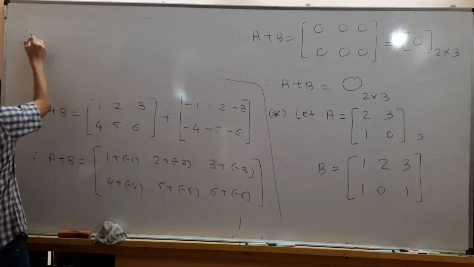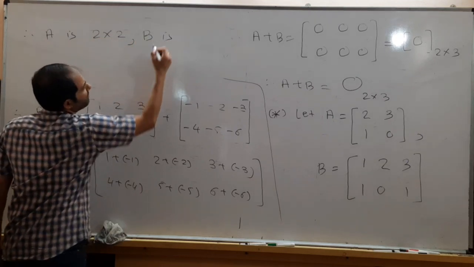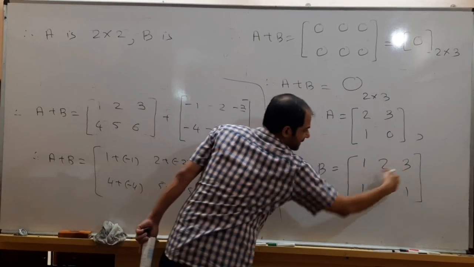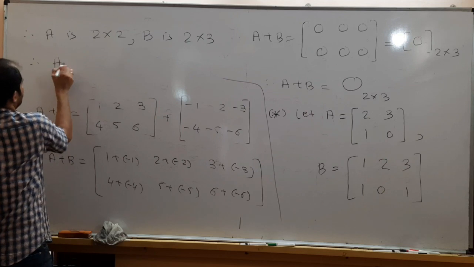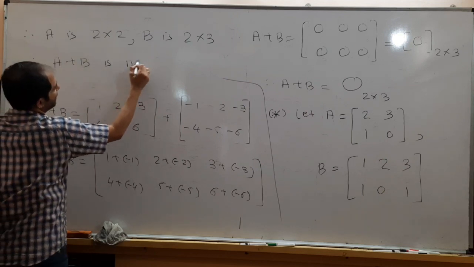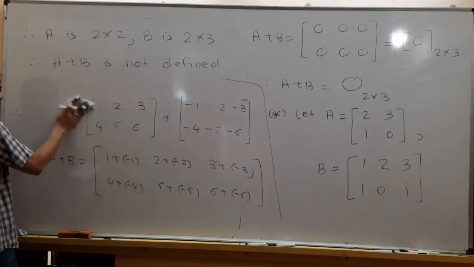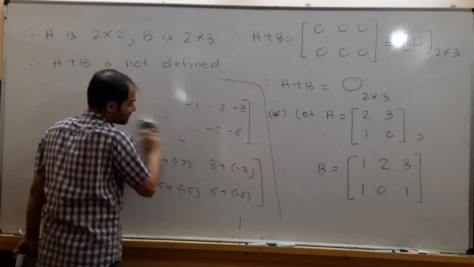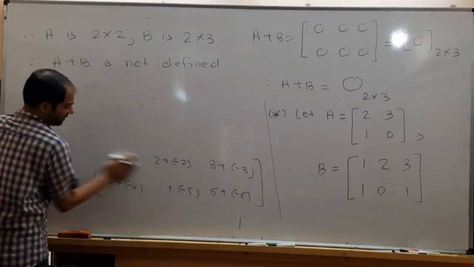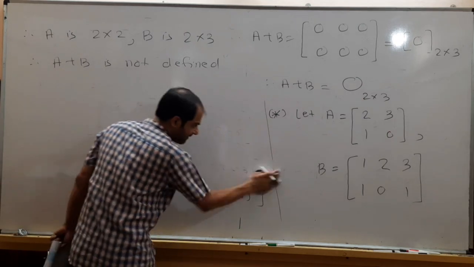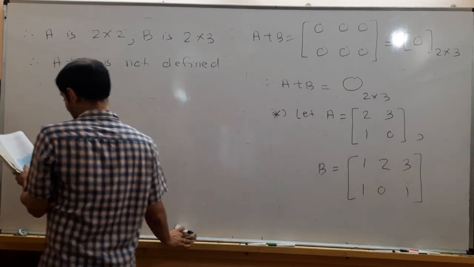A is 2 cross 2. B is 2 rows, 3 columns, so 2 cross 3. Therefore I can write A plus B is not defined, because they are not of the same order. Addition of two matrices is possible only when they have the same order. But here A and B have different order, so A plus B is not defined, and such matrices are said to be not compatible for addition.